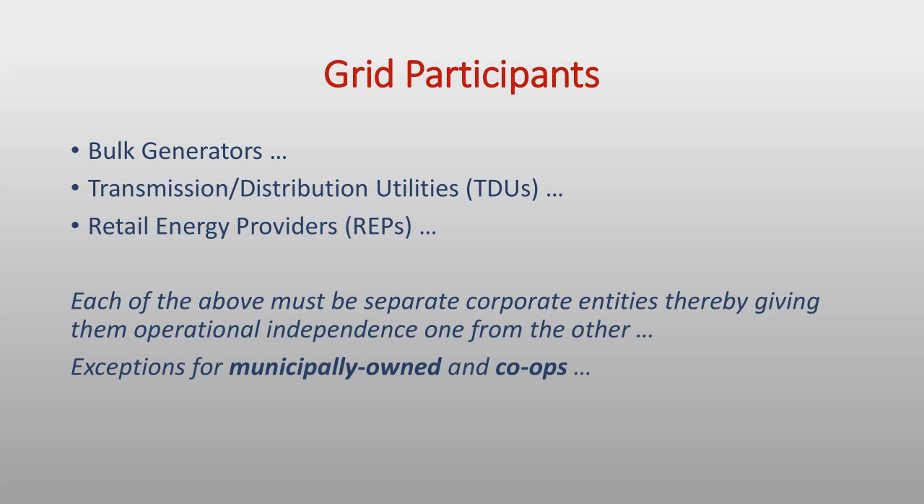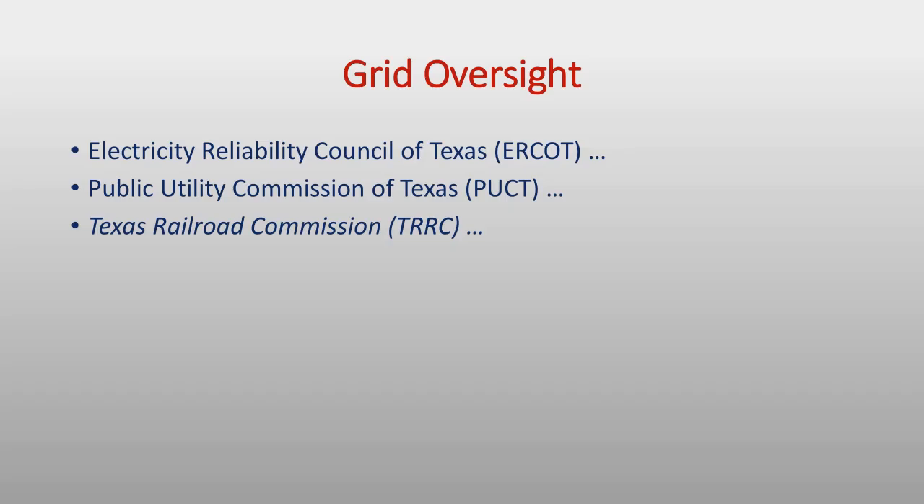In the state of Texas, each of the above participants have to be independent. They can be owned by the same holding company, but they can't have interlocking boards, and they have to be operated independently. Now, that, of course, is excepted for municipally owned systems, and there are a couple of very large municipally owned systems in the state, and for co-ops. There are a couple of really large co-ops, and mostly co-ops tend to be small, but there are a few that are quite large.